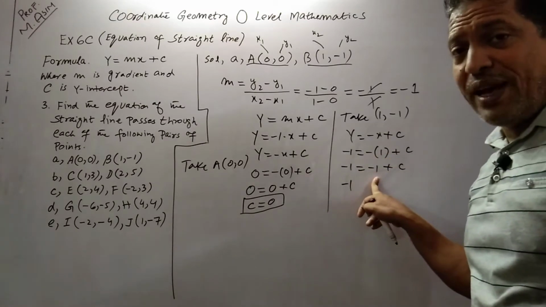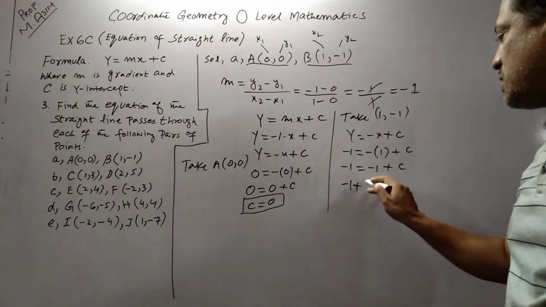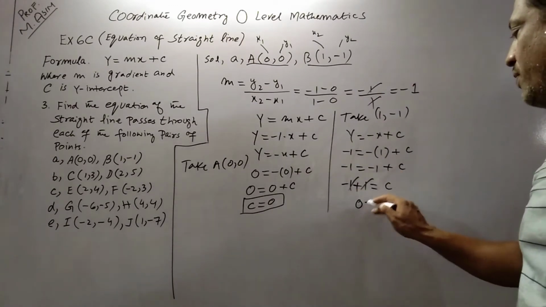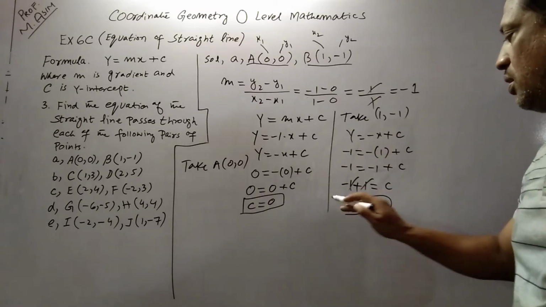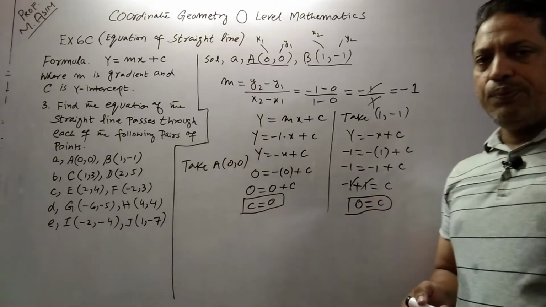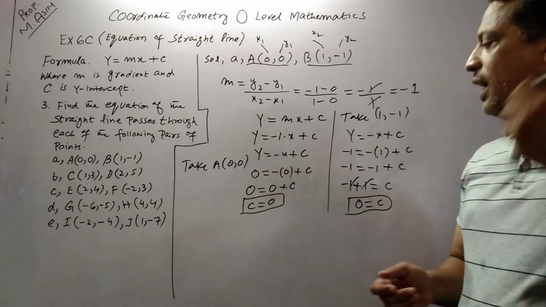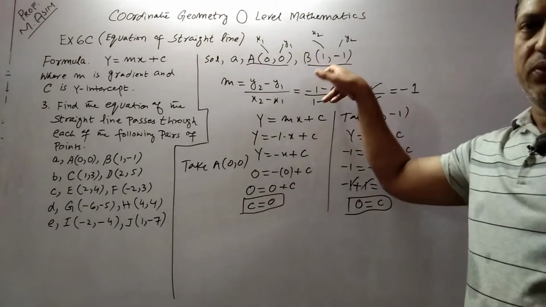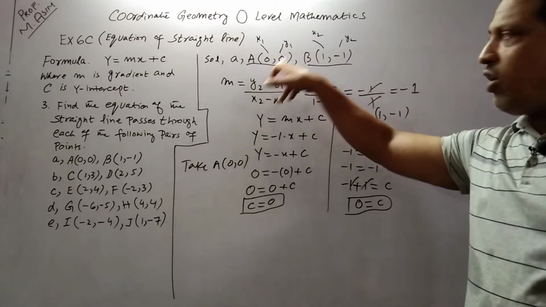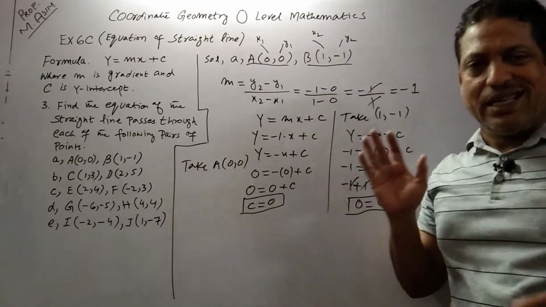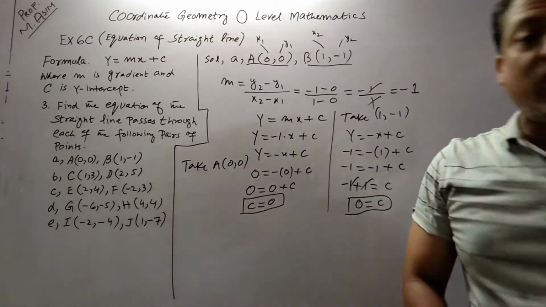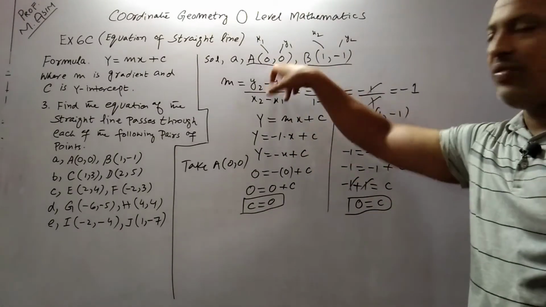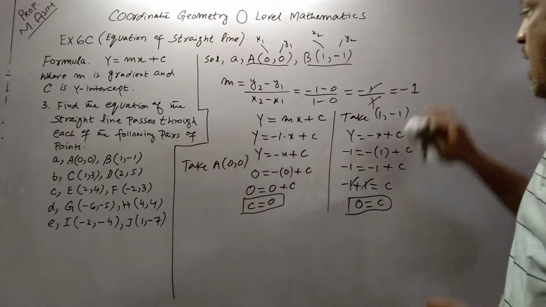If you move this minus 1 to this side, the answer is plus 1. 1 cancels minus 1, 0. The value of c is 0. So here we have proved that if we take any point from these two, whether A or B, the value of c is the same. But you don't take both the points. You always take any one of these 2 points. So I am rubbing this.